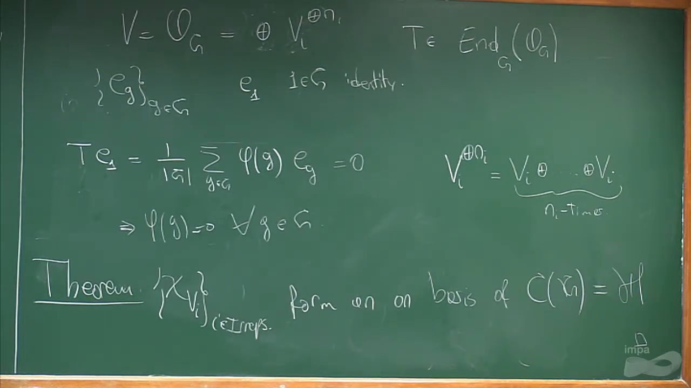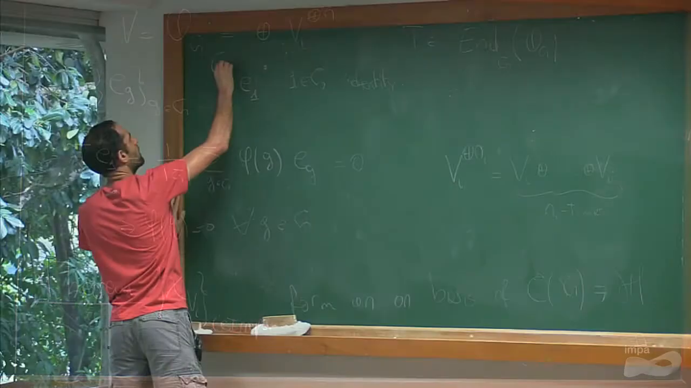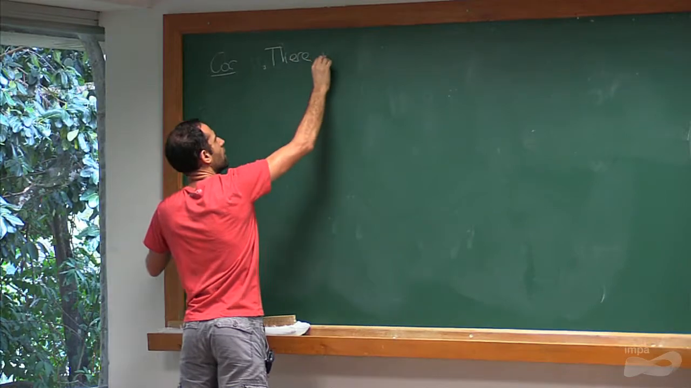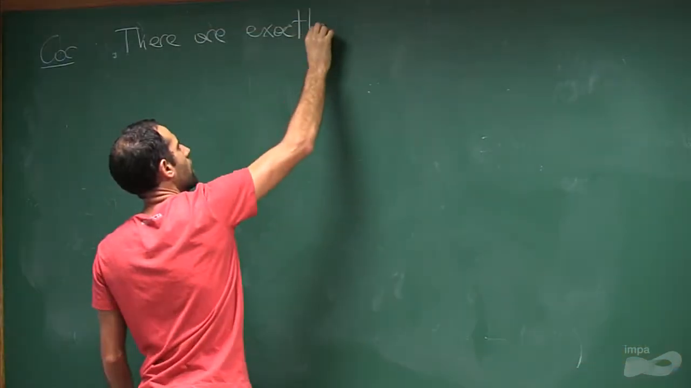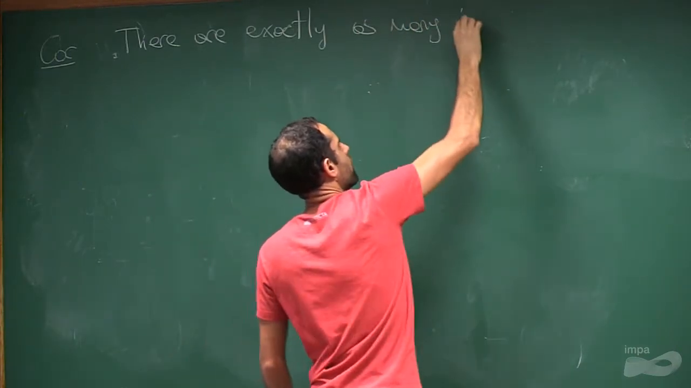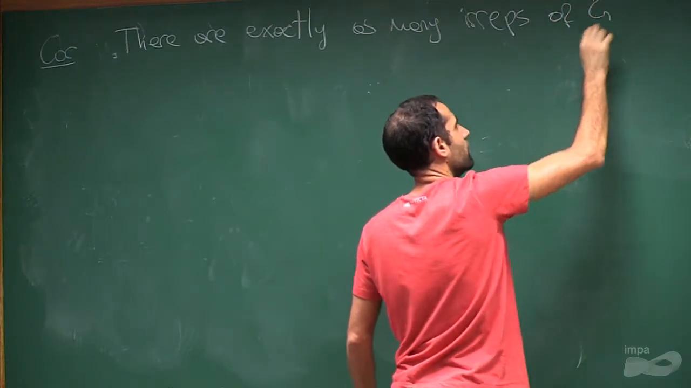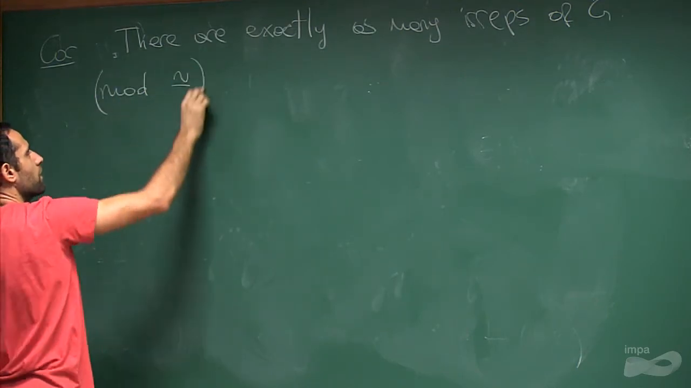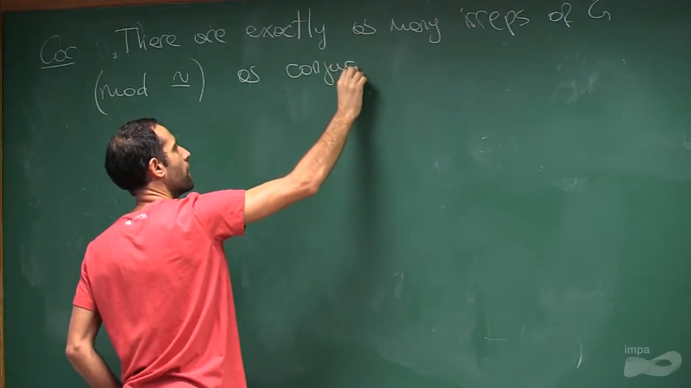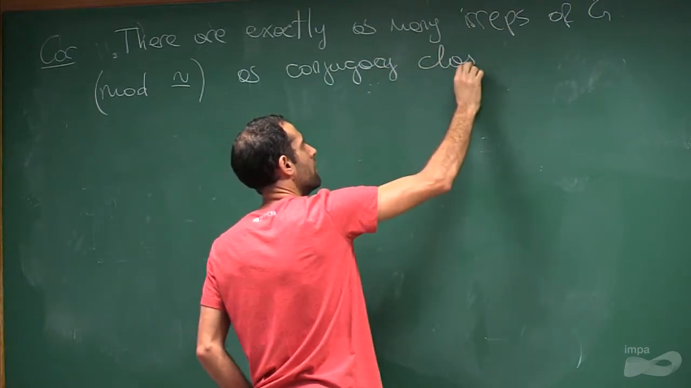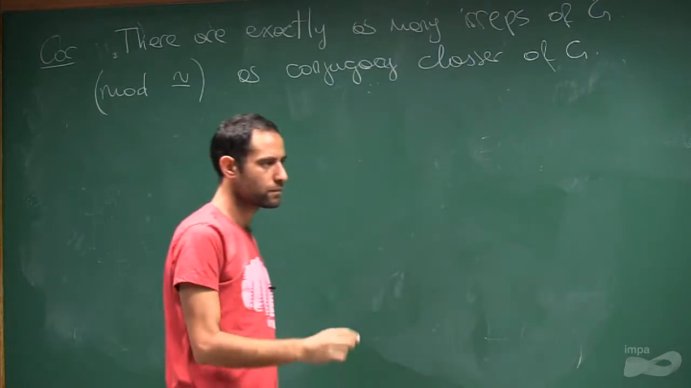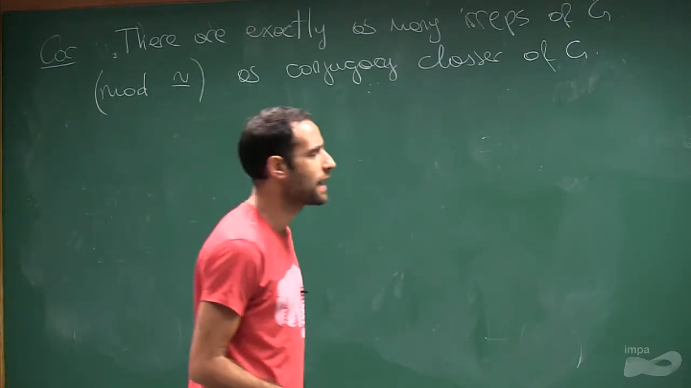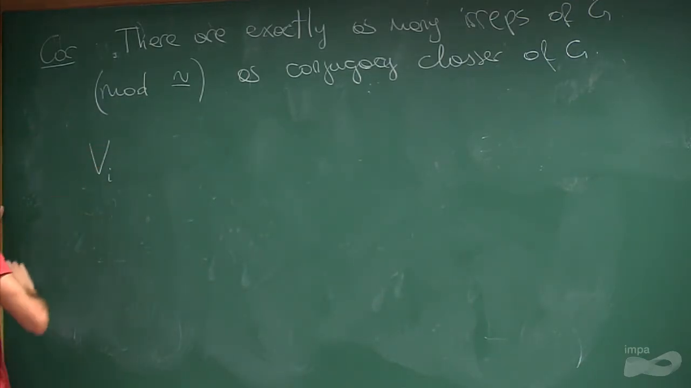As a corollary, we know that for a group there are exactly as many irreducible representations of G modulo isomorphisms as conjugacy classes of G. And moreover, we know more, so this is something I proved before.